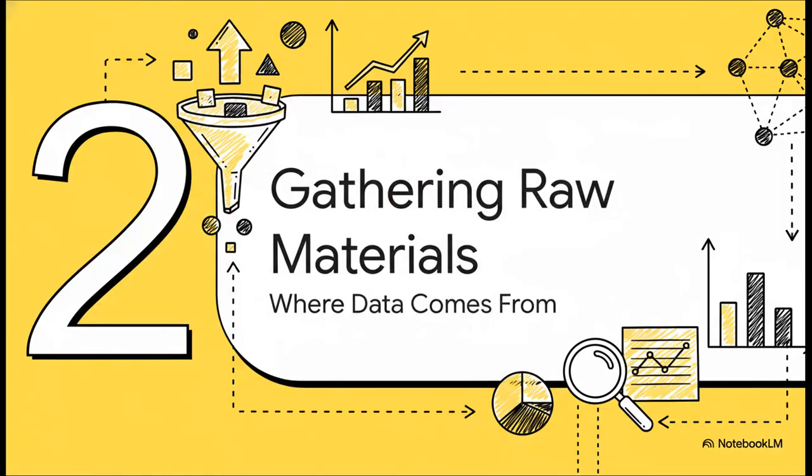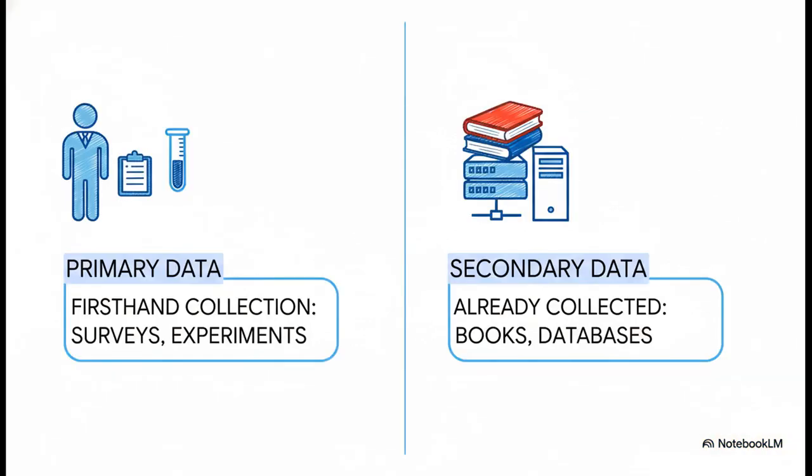Okay, so if data is our raw material, our ingredients, where in the world do financial analysts actually go to get it? Let's take a look at the sources. It really boils down to 2 main buckets. First, you've got primary data. This is when you roll up your sleeves and collect it yourself. Maybe you run your own investor survey or something. But honestly, in finance, you're almost always using secondary data. This is the stuff that somebody else already did all the hard work to collect.